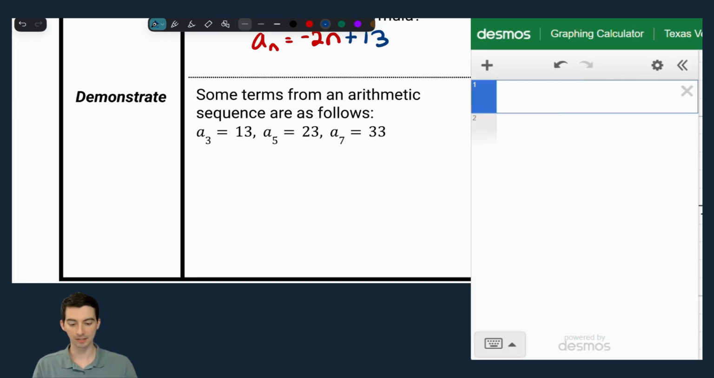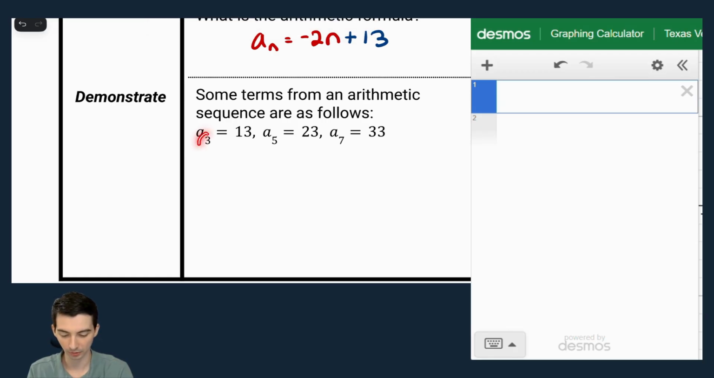So with my last example here, I see that the third term of the sequence, A3, is 13. The fifth term of the sequence is 23. And the seventh term of the sequence is 33. Since my terms are a little more spread out, it's a little bit harder to figure out what that difference is, and especially what that 0th term is. So let's use Desmos to try and solve this.